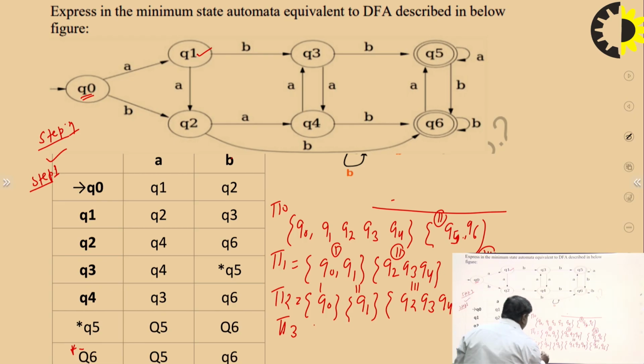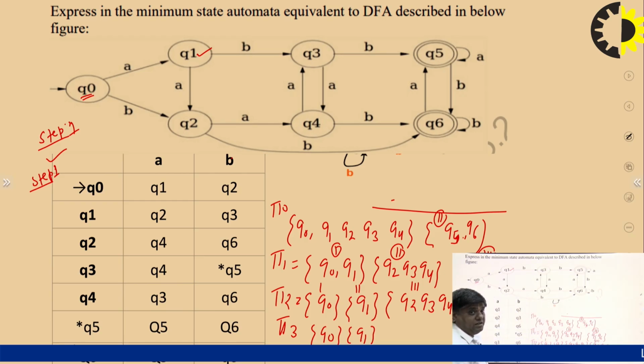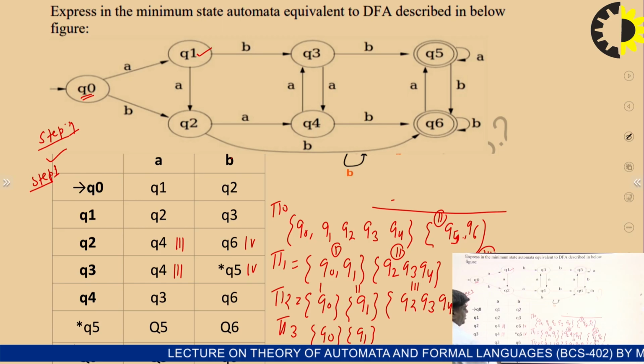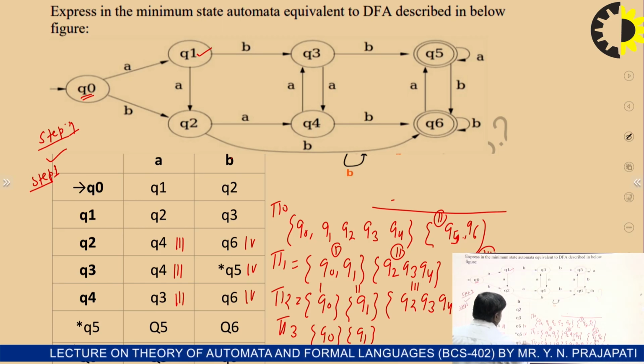So now Q0, Q1 need to check this one. Q2, Q4, that is lie into the third set. Q6, that is lie into the fourth set. Q4 lie again into the third set, and here lie into the fourth set. Q3 again lie into the third set and here lie into the fourth set.